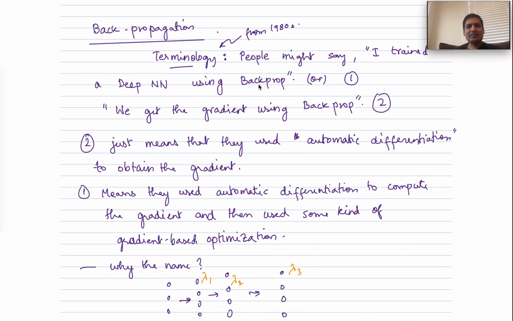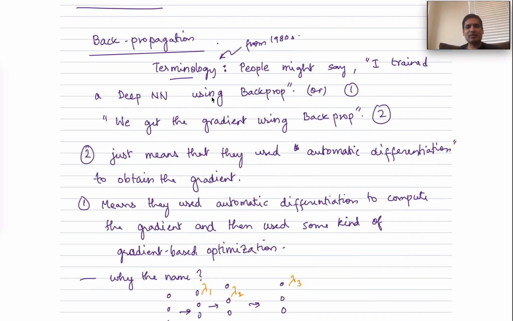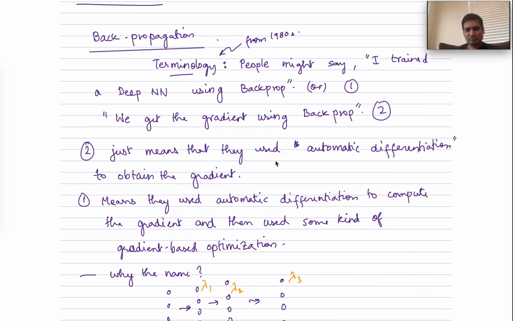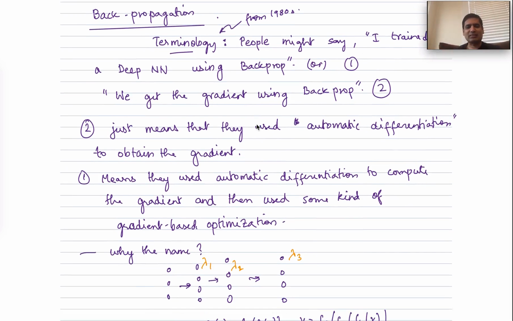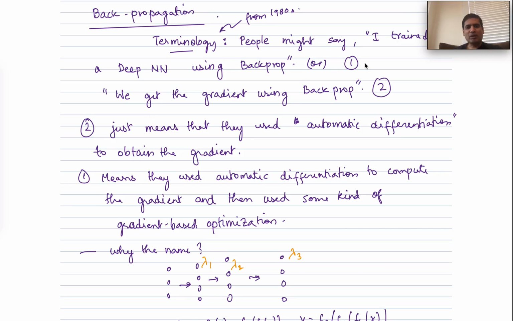And then this sentence, if someone says, "I trained a deep neural network using backprop," I find those kinds of sentences imprecise. But it's conventional, unfortunately, in the field to make statements like that. What people mean by a statement like that is that they use automatic differentiation to compute the gradient and then use some kind of gradient based optimization to find the minima of the loss function. Okay, so that's all those sentences mean.